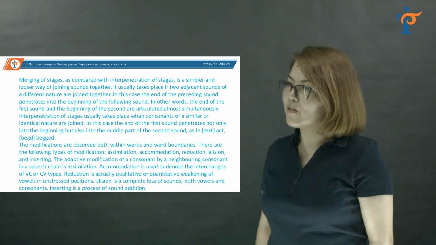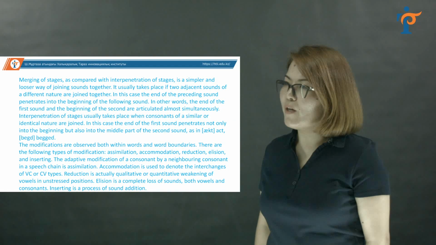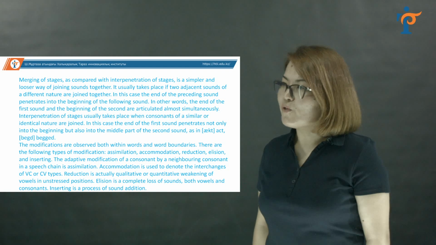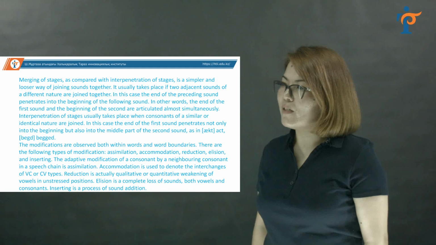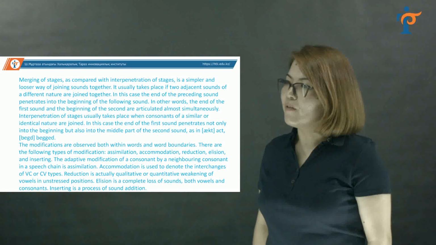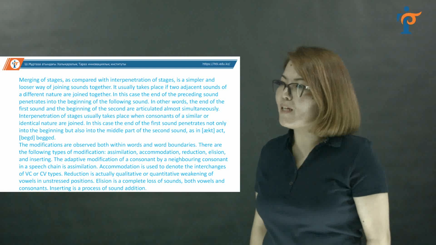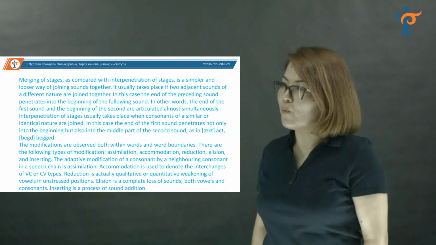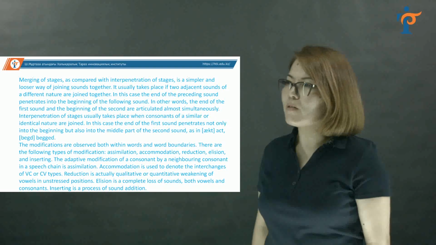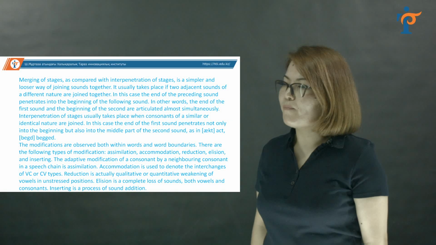Merging of stages, as compared with interpenetration of stages, is a simpler and a looser way of joining sounds together. It usually takes place if two adjacent sounds of different nature are joined together. In this case, the end of the preceding sound penetrates into the beginning of the following sound. In other words, the end of the first sound and the beginning of the second are articulated almost simultaneously.